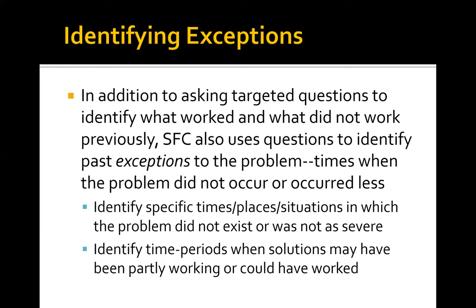Or even times where the problem occurred less. So in the case of a co-occurring anxiety disorder with a substance use disorder, we may ask about times where the person was less anxious. Maybe anxiety was still there, but it wasn't quite at the same paralyzing level that it is now. And we'd want to know about that. Well, what was happening at the time? Why was it less?